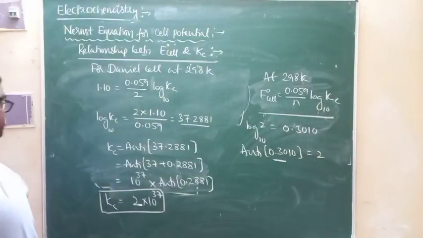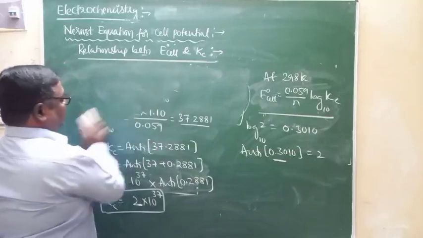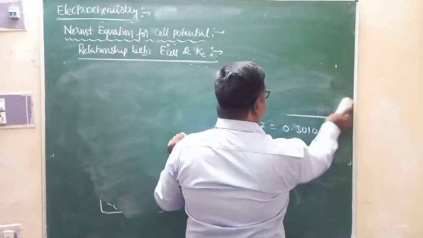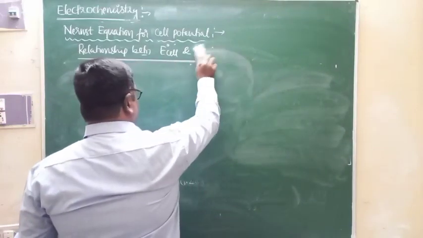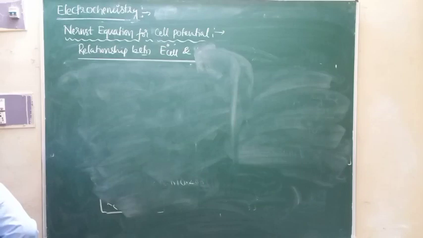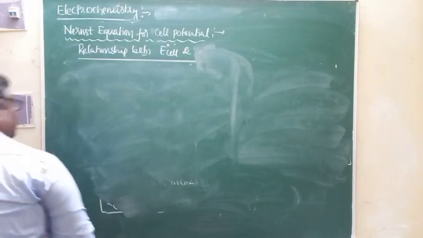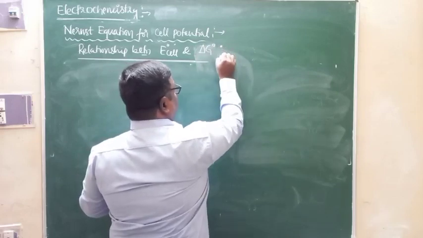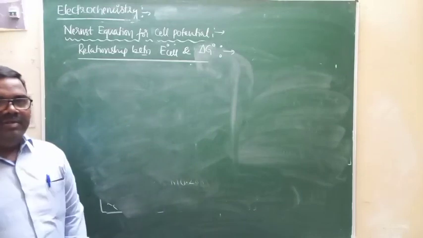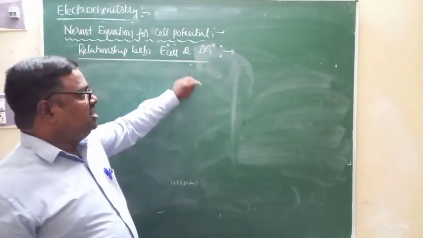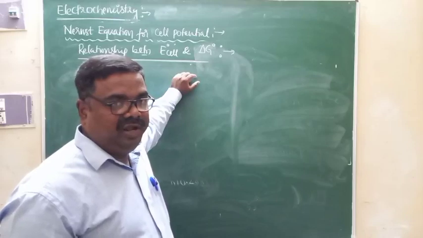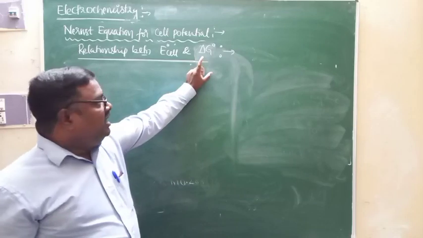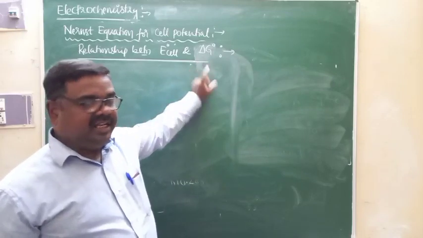Now at this moment, let me have a relationship between E naught of cell and the standard free energy change. That is one more discussion we have, right? Relationship between E naught of cell and standard free energy change, that is delta G naught. Free energy refers to the amount of energy available for doing useful work at constant temperature and pressure. And delta G naught is standard free energy change.